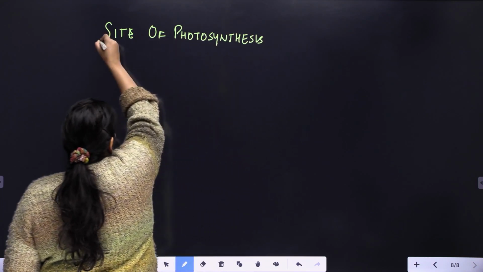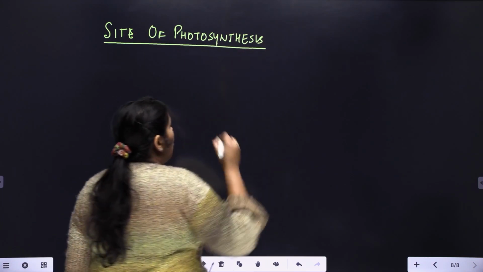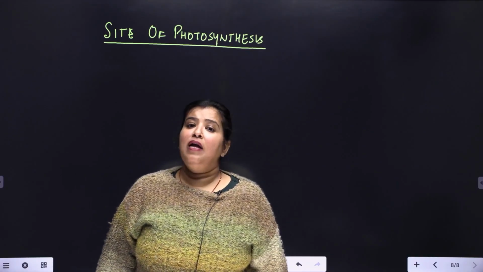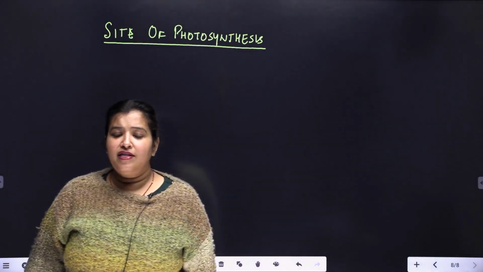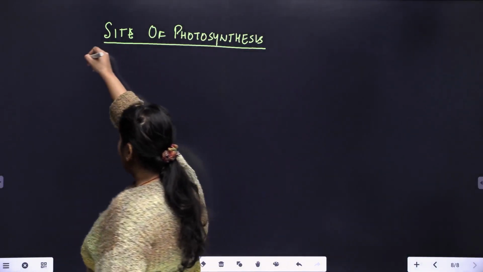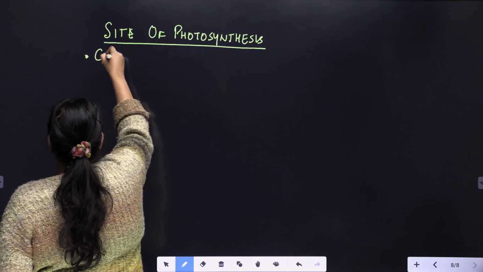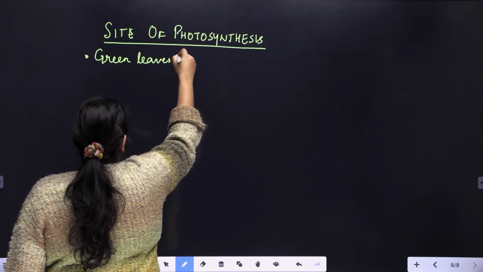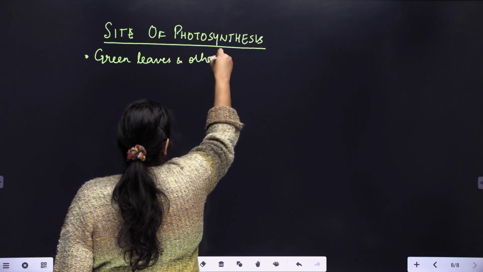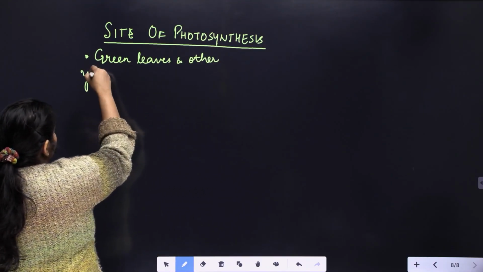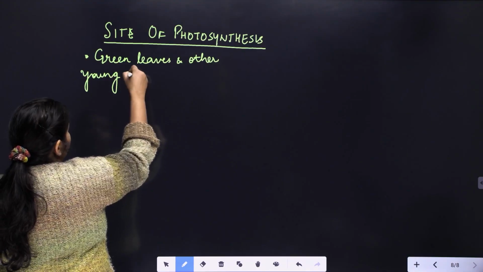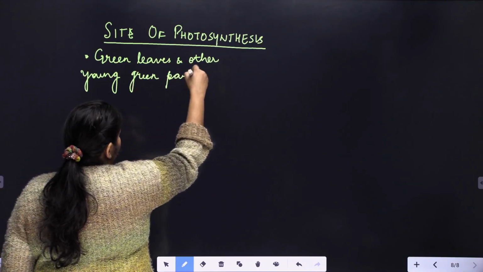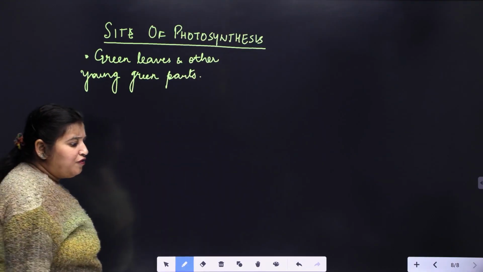Now, when I say the site of photosynthesis, you all know what is the kitchen of plants. Yes, obviously the green leaves. So the site of photosynthesis is mainly the green leaves and other young green parts. This is the site for photosynthesis.